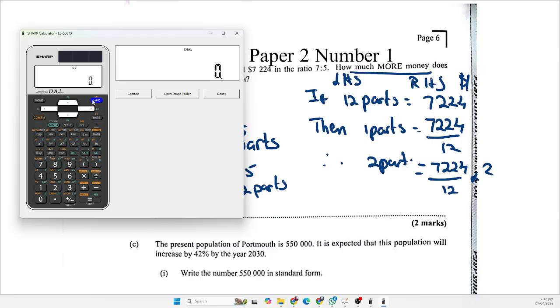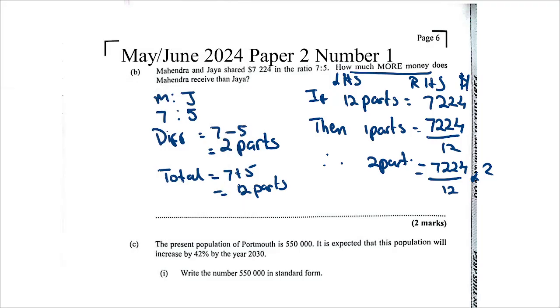Again, for questions like number 1, you don't want to spend too much time doing it. So I would say utilize your calculator when you can, rather than try to solve simple things like this. Alright, so this would be 1,204.